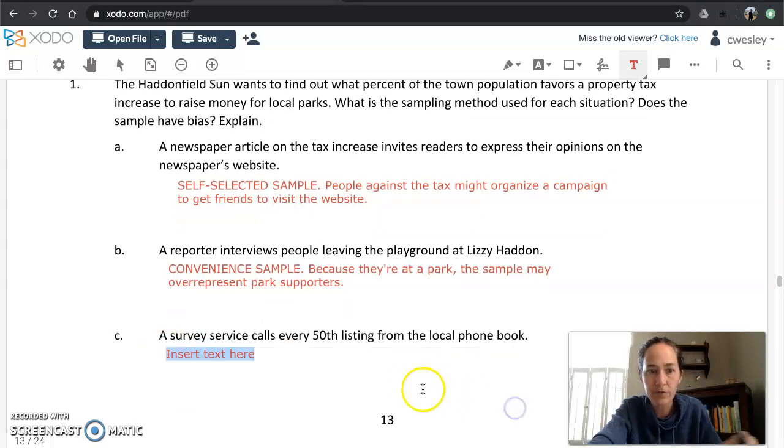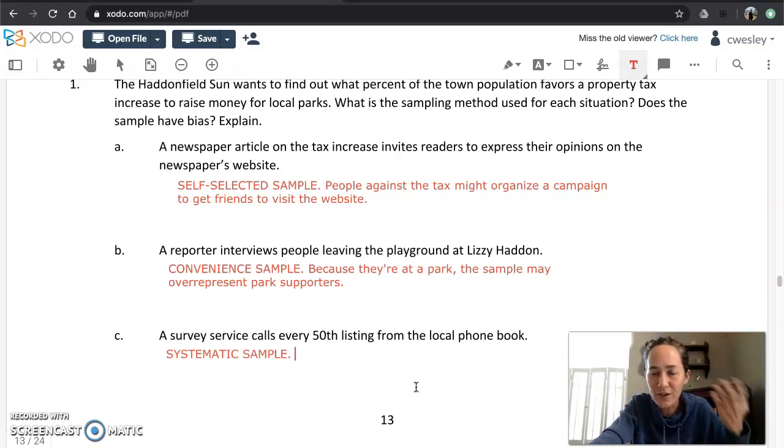In the third situation, we've gone a little bit more random. I kind of like this one. They're picking up a phone book, and they're going to call every 50th listing from the local phone book. This is a systematic sample for sure. But it was funny, I actually had to ask someone yesterday, does the phone book still come out? Do we still get this thing called a phone book? I remember it was this big yellow book, used to come to your house, had a listing of everyone's phone numbers and addresses in it.